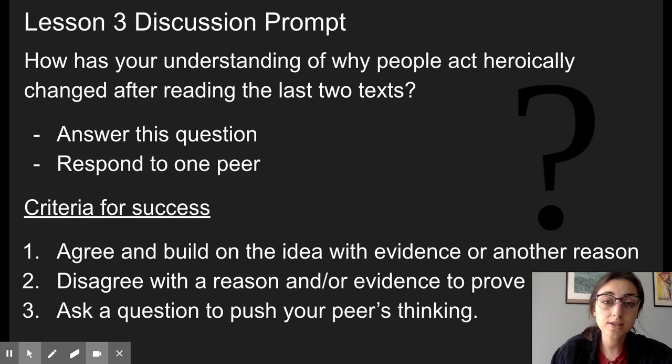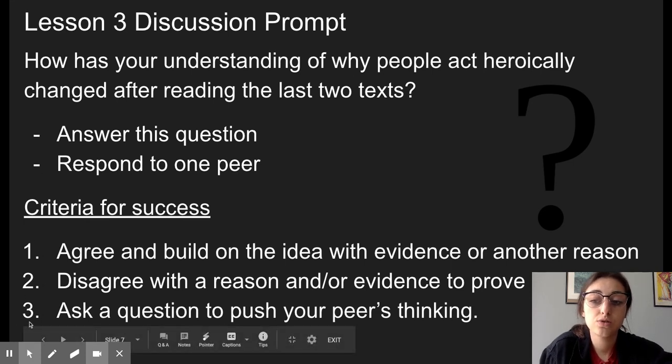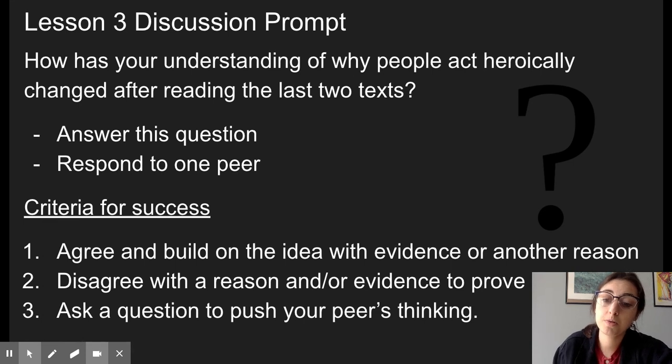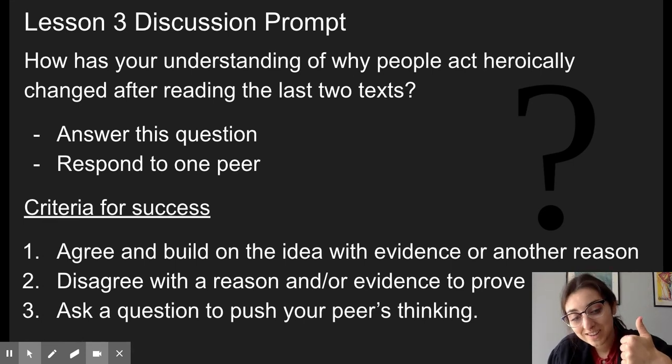So you answer your own question: How has your understanding of why people act heroically changed after reading the last two texts? You would type your answer, submit it, or post it, and then you need to respond to one peer. You can do one of these three things to respond to your peer. I should not see someone responding to their peer by just saying, I agree with you. I need more than that.